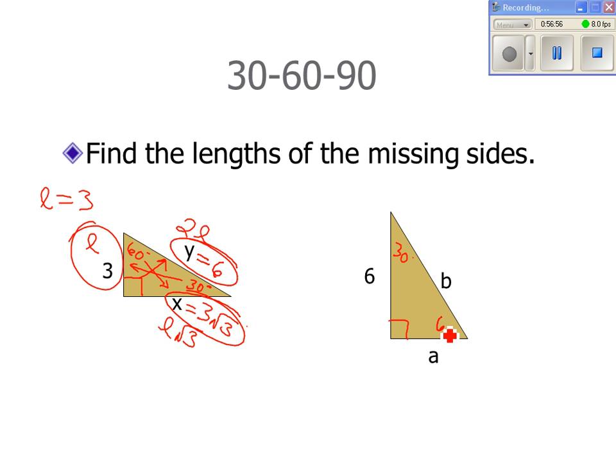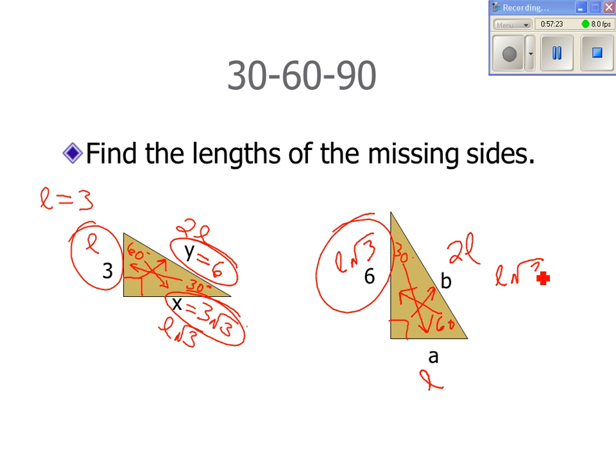Little tougher one. This is the harder one. Side across from the 30-degree angle should be labeled what? L. Side across from the 60-degree angle? L radical 3. Side across from the right angle? 2L. Which one do I know this time? That one there, right? So what equation can I set up? L radical 3 equals 6. Very good. So divide both sides by the square root of 3. These cancel. You're left with L.